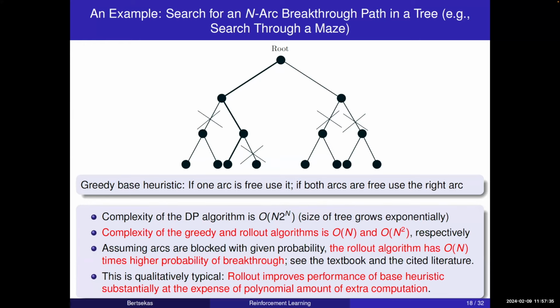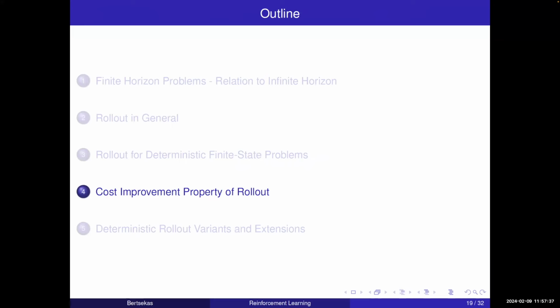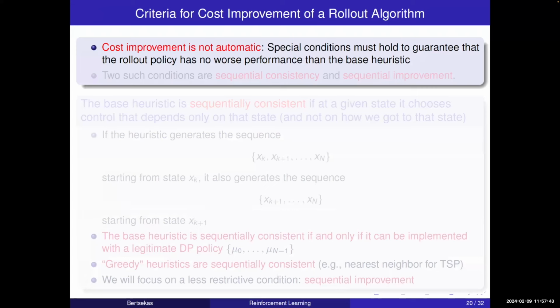All right, so now we're gonna look at the cost improvement properties of rollout and then we'll take a break. So, cost improvement is not something that just automatically happens with rollout. There are special conditions that must hold to guarantee that the rollout policy performs no worse than the base heuristic. Two of these conditions are called sequential consistency, and a more general one is called sequential improvement.